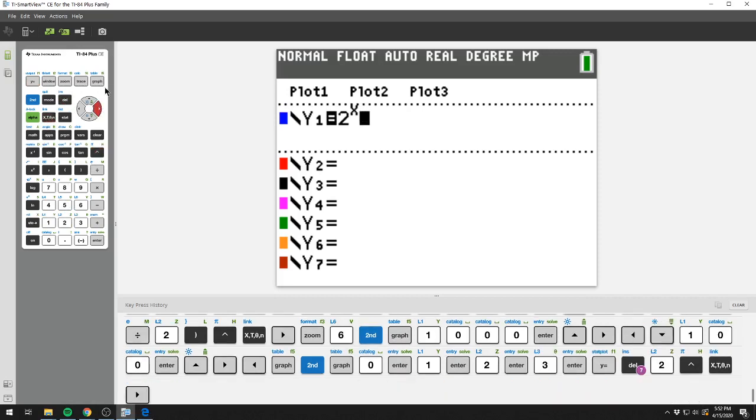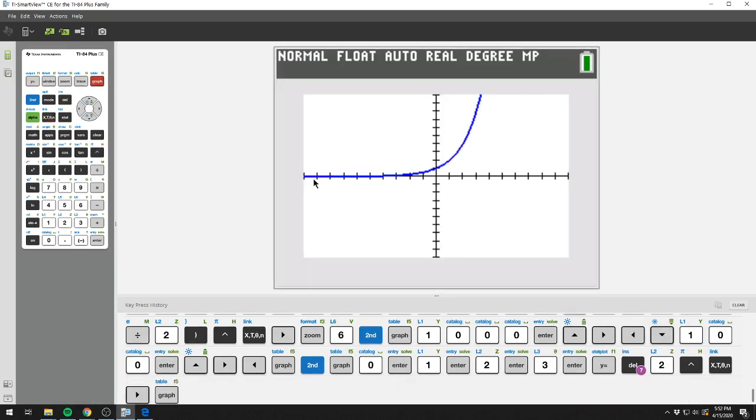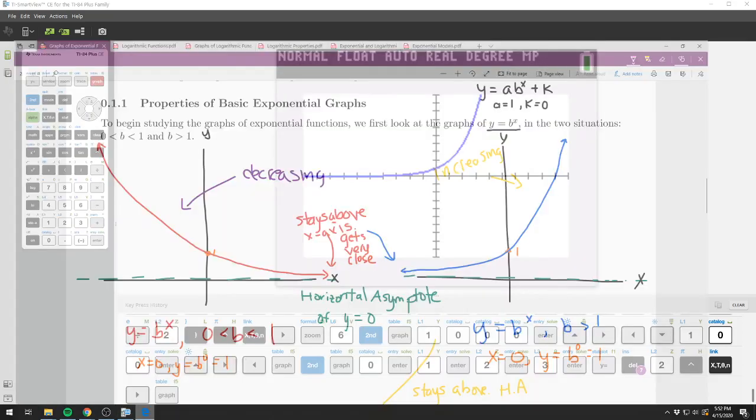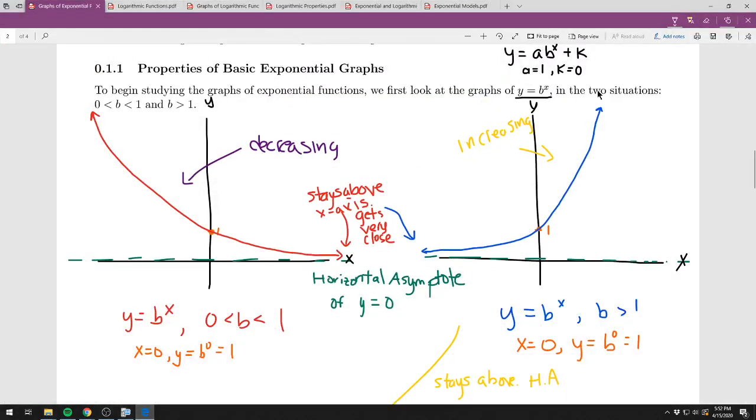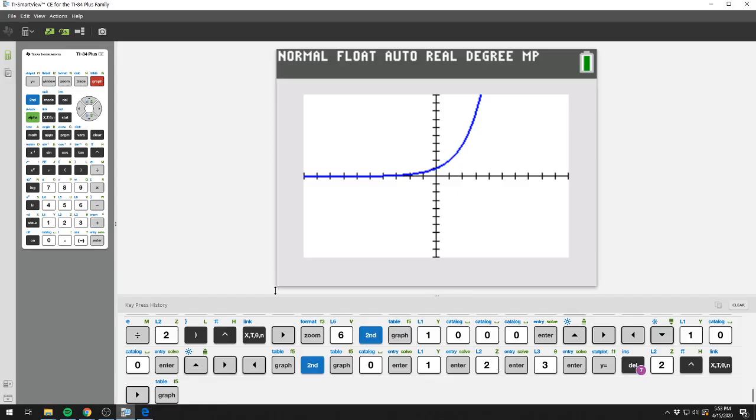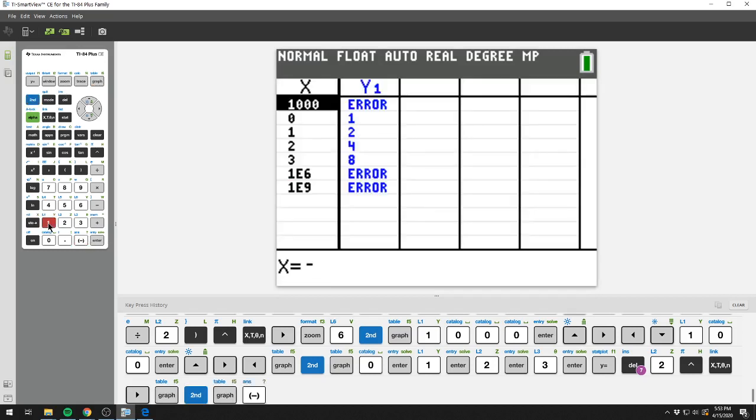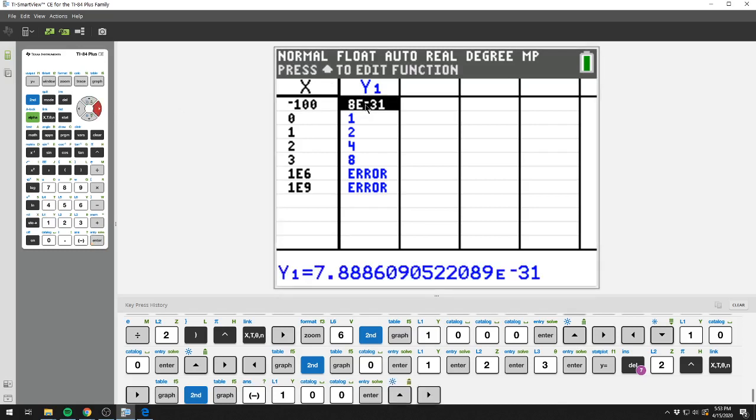We can just see that. It's going to look exactly like the one I graphed, the general shape. It's increasing. As we go to the left, if I type in a big negative number, it's basically going to be 0. If I do negative 100, we get that same number from before. It's pretty much 0. An 8 with 30 zeros in front of it.